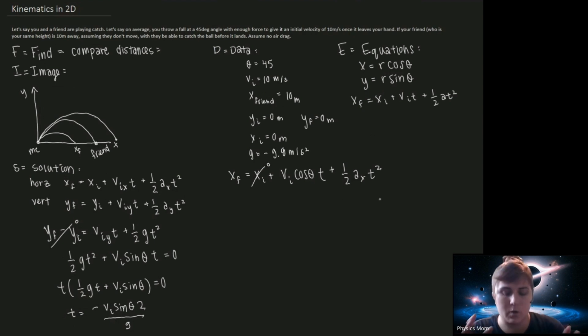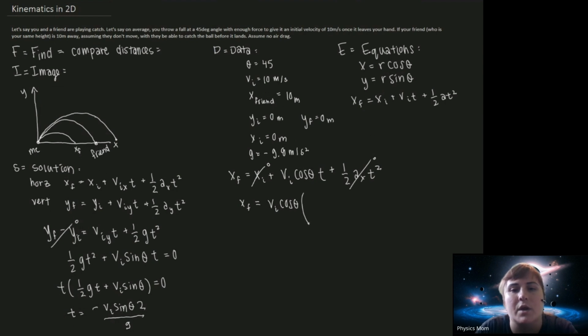I also want to specify one thing. Do I have forces in the horizontal direction? Once it leaves my hand, I'm not pushing on it. There's no air drag. There are 0 net forces in the x direction, which means there's no acceleration in the x direction. So this is 0, and my x direction simplifies quite a bit, especially since I have to plug in that fun formula we just found for time. So x final is equal to v initial cosine theta.